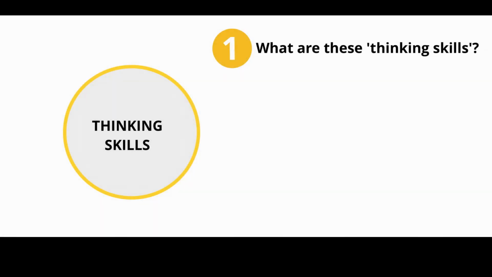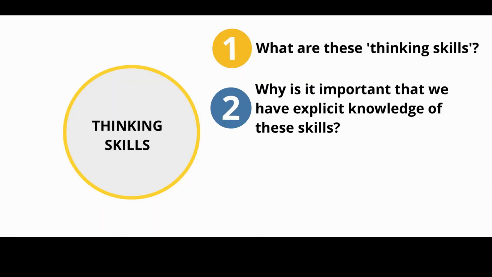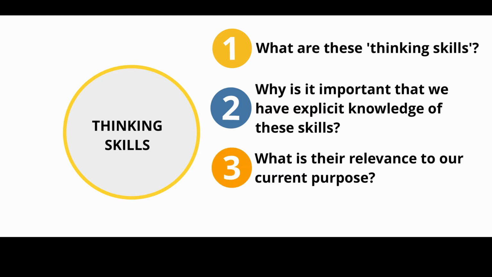This is to move through the different levels of thinking skills and develop an awareness that this is what we are always doing with each new bit of content we bring to our lab. In other words, this course is as much about literacy as it is about thinking skills and learning how to learn. But what are these thinking skills? Why is it important that we have explicit knowledge of these skills? And finally, what is their relevance to our current purpose? To work our way through the first stages of the Digital Literacy Lab.